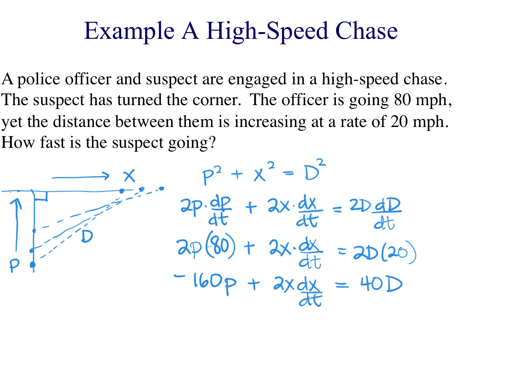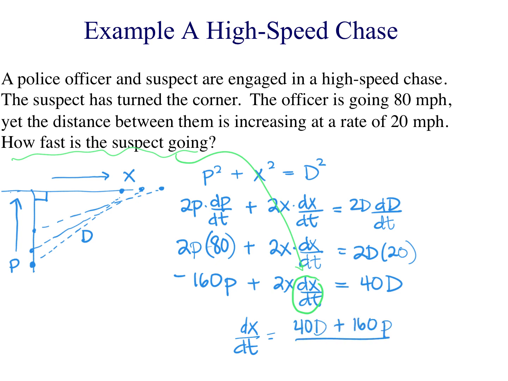Then I want to answer the question of how fast the suspect itself is going, which means I want to get dx/dt alone. That is how fast the suspect is going, so I want to get that part alone. So now I'm back to algebra, and I just start moving my terms around. So dx/dt by itself is going to be (40d plus 160p) all over 2x.